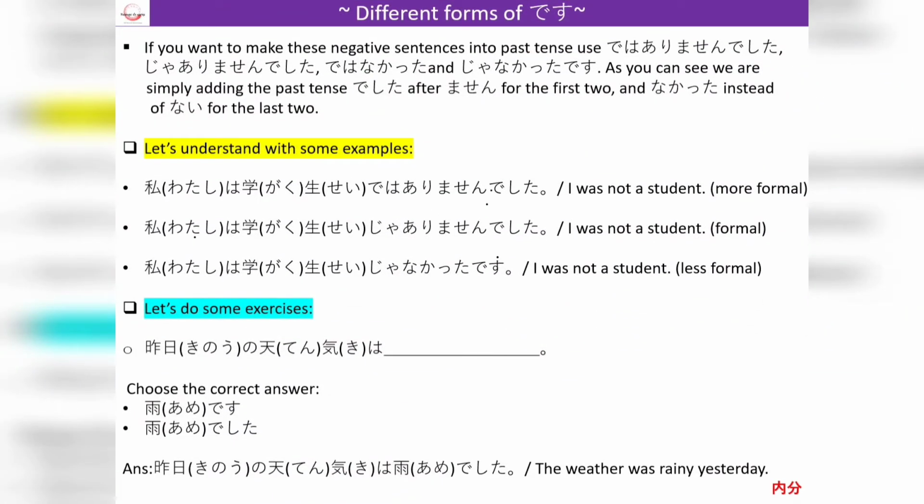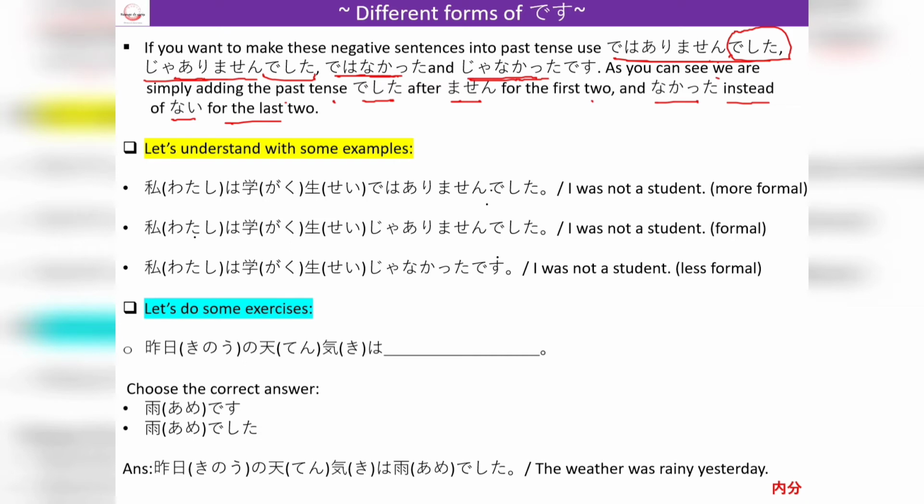And now if we want to make past negative of those previous sentences, then we can use deva arimasen deshita, ja arimasen deshita, deva nakatta and ja nakatta. So you can see we are simply adding past tense deshita after masen for the first two, which are deva arimasen and ja arimasen. So we have simply added deshita at the end. And we have added nakatta instead of nai for the last two. So deva nai became nakatta, ja nai became nakatta.